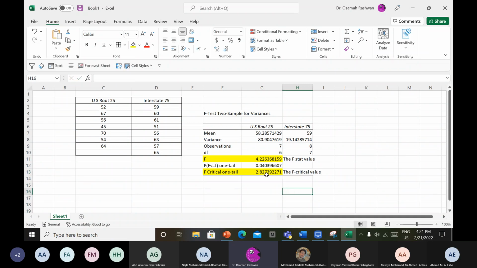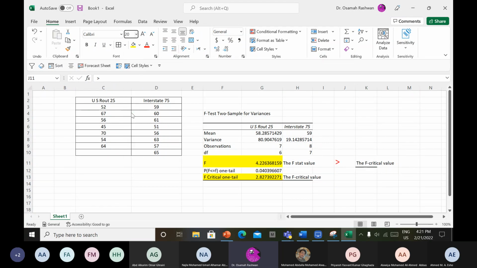As I said, you compare the F stat, which is bigger than the F critical. I can make this one bigger, also red. So it lies in the rejection area, so we reject the null hypothesis, and the null hypothesis all the time is talking about the equality of the two variances in this case. So we reject this one, so they are not equal. Catch it?